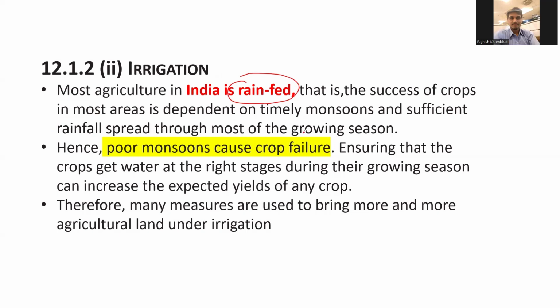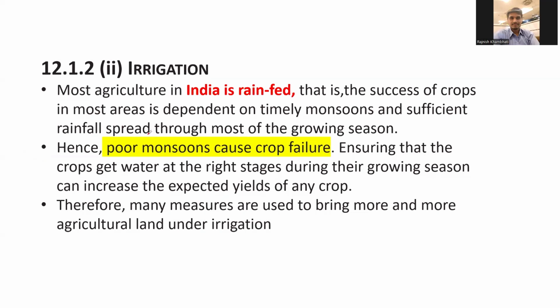Spread through most of the growing season. What is spreading? Monsoon means water. We are talking about water only over here. So hence, if there is a poor monsoon, it will cause crop failure. Poor monsoon means no water. No water means crop failure. Ensuring that the crops get water at the right stages during their growing season can increase the expected yield of any crop. This is the line.